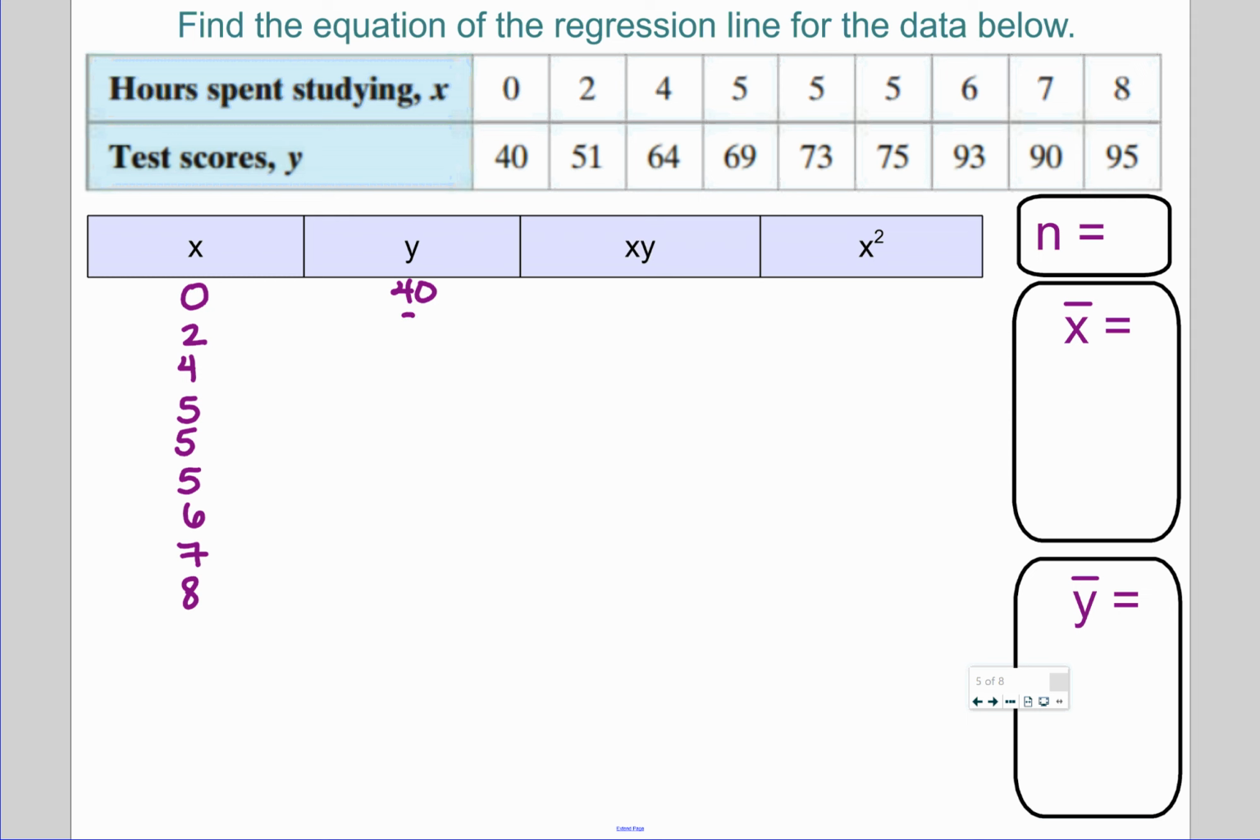Okay, so 40, 51, 64, 69, 73, 75, 93, 90, and 95. Okay, just getting my data in those first two columns. This is actually one less column than what we did before. We don't need the y squares. We need x times y, and we need all the x squares. Get those next.